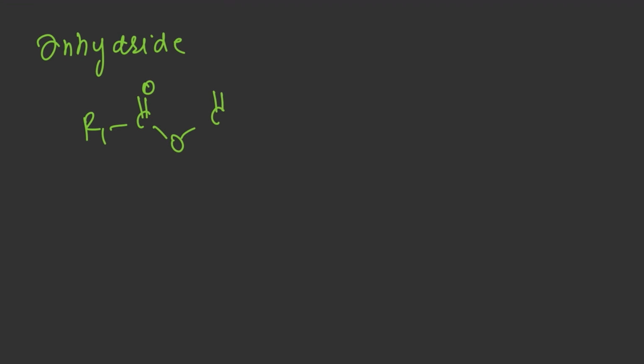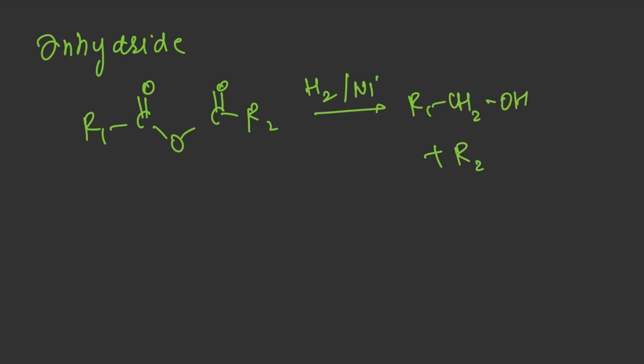Now let's talk about anhydride. R1 C double bond O, O, C double bond O R2. It will react with hydrogen nickel. It will form R1CH2OH plus R2CH2OH.